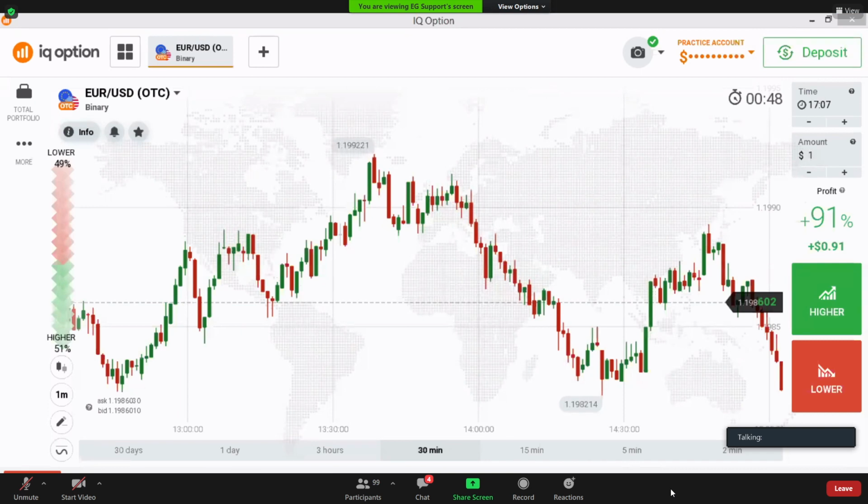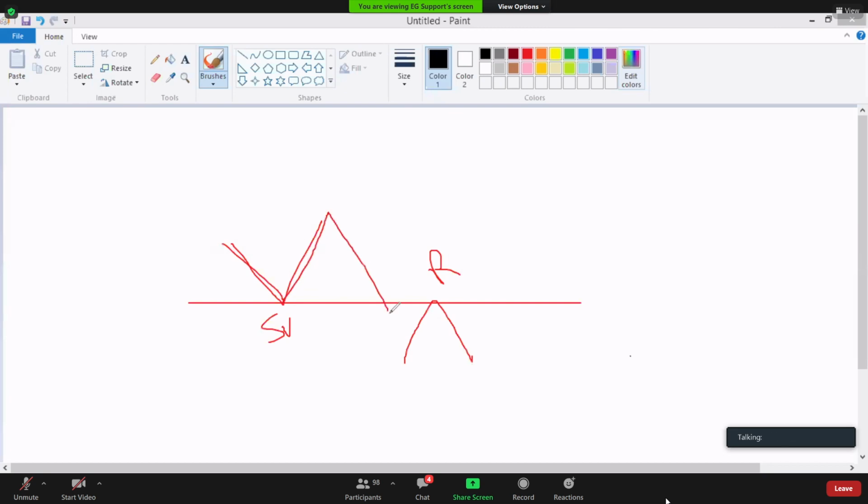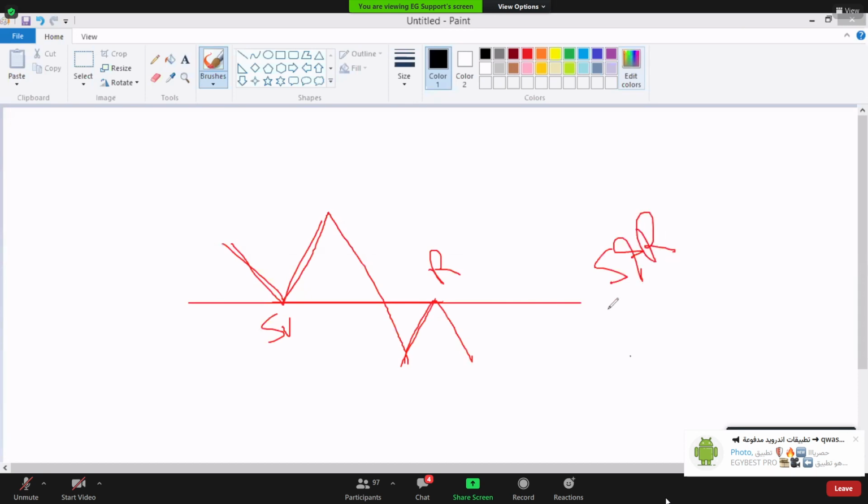So here, it's very simple to draw strong SNR levels. Simple to know the strong SNR level. So it's a level. It's a support zone and it's a resistance zone. So if the support turns into a resistance, when the support turns into a resistance, then we can take this level as a complete support and resistance level.